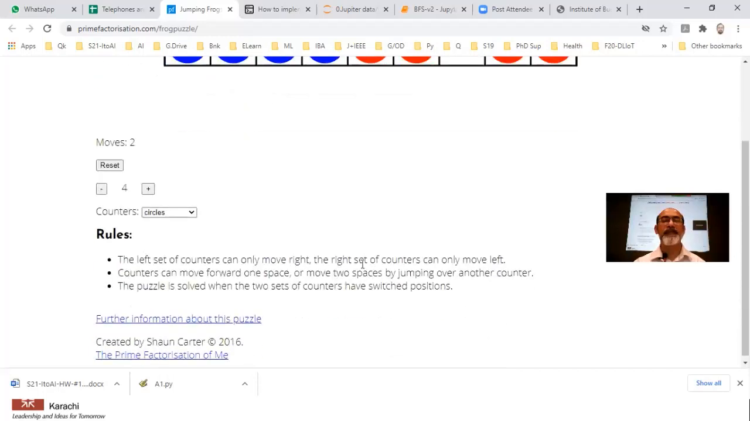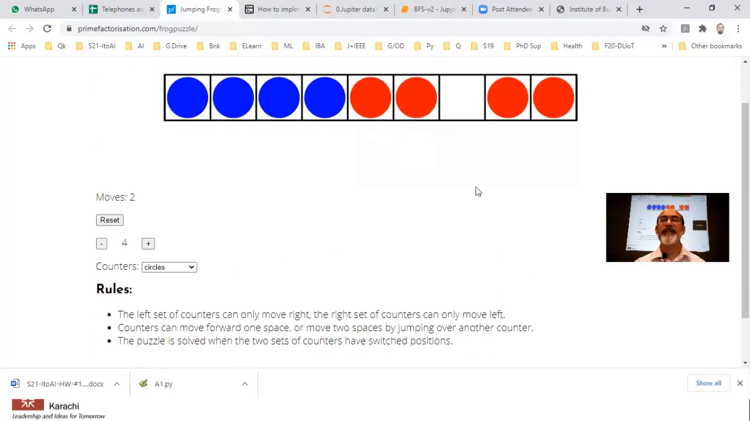So the rules are given over here. Basically, it says that you can't go backwards. So the red frog can't go backwards. This guy can't go backwards. Now the blue frog can't go forwards because it can't jump over 2 frogs. So this is a dead end. Look at the rules a little bit more. If you're confused, just play around with this.